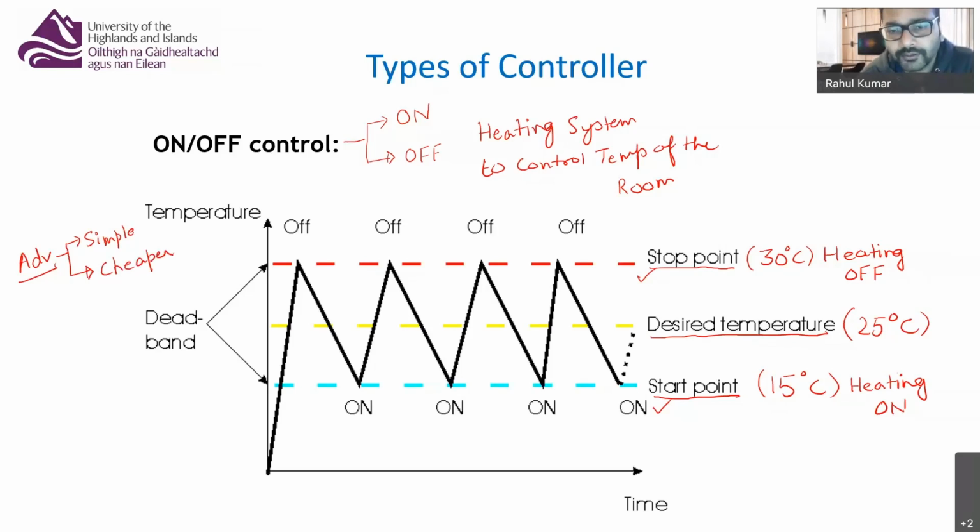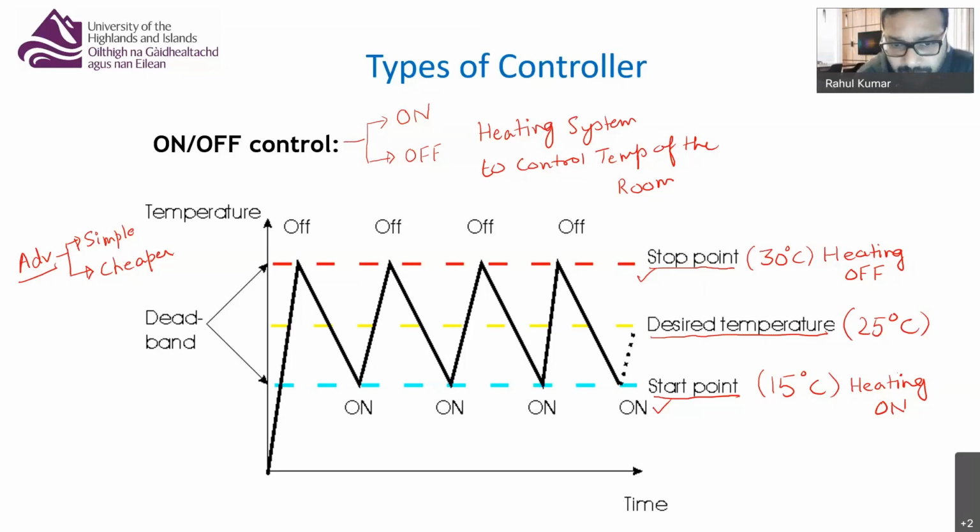right? So obviously you can imagine what components you would need. You would just need a thermocouple and some switching system, right, which turns the heating system on and off. So it won't be that expensive. It will be quite cheap. So these are the two advantages of your on-off controller.